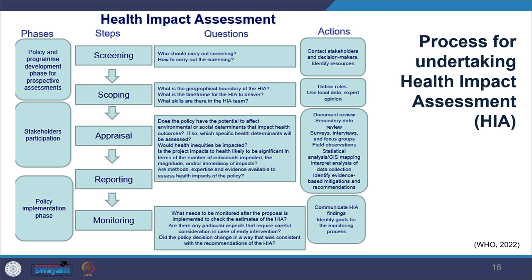So who should carry out screening, how to carry out screening, and then questions like, in the scoping stage, what is the geographical boundary of a health impact assessment? What is the timeline for health impact assessment? What skills are there in the team who needs to take the health impact assessment? And so on. So you have sets of questions which you look into, and then in the last column you can see the actions which have to be undertaken. In order to find out those answers, you need to contact these stakeholders, and then in the scoping you have to define roles and connect with experts, and then in the appraisal you need to have document review and look at all those things, and then at the last stage you need to communicate about the health impact assessment.